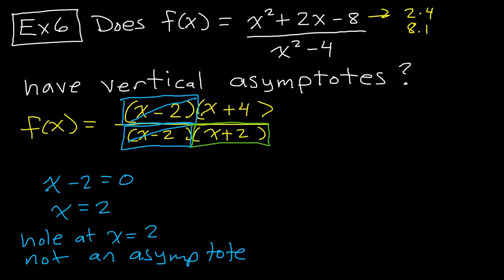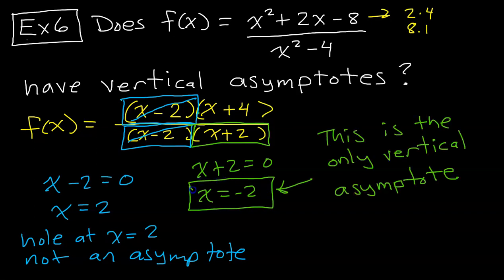Okay, so watch out for that. So only the x plus 2 is going to actually be a vertical asymptote. So if I set x plus 2 equal to 0, subtracting 2 from both sides, I get x equals -2. This is my vertical asymptote. So x equals -2 is my only vertical asymptote.